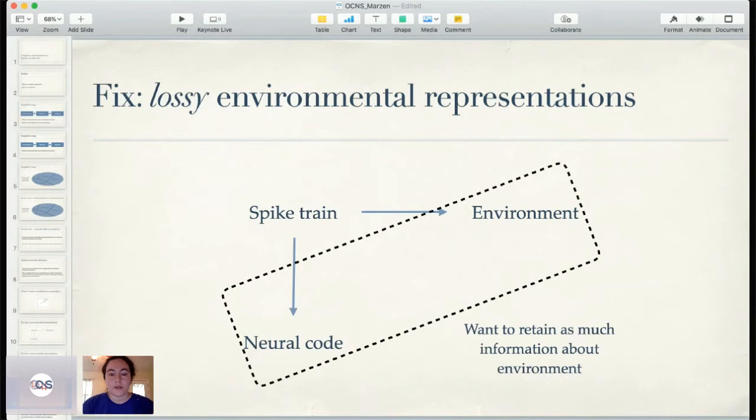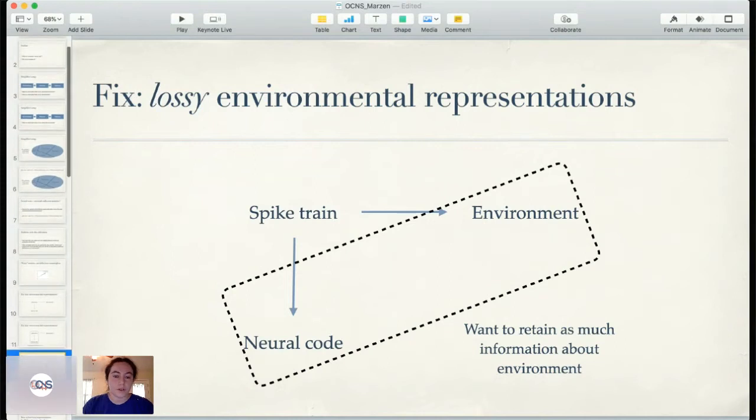The second thing that you want to do is make sure that even though the neural code is a compressed version of the spike train, even though it doesn't retain all the information it could about the spike train, you want to make sure that it retains information about the environment. So as you might imagine, these two objectives play off of each other.